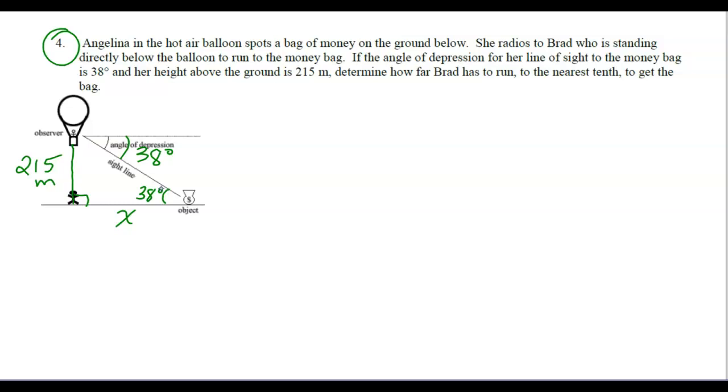So now I have an angle, opposite side. I'll label it with OPP. And I want to find the adjacent. So which trig ratio uses opposite and adjacent? Tan. I've done one of each. So this one is tan, but this one we know the angle. So tan of 38 is opposite over adjacent.